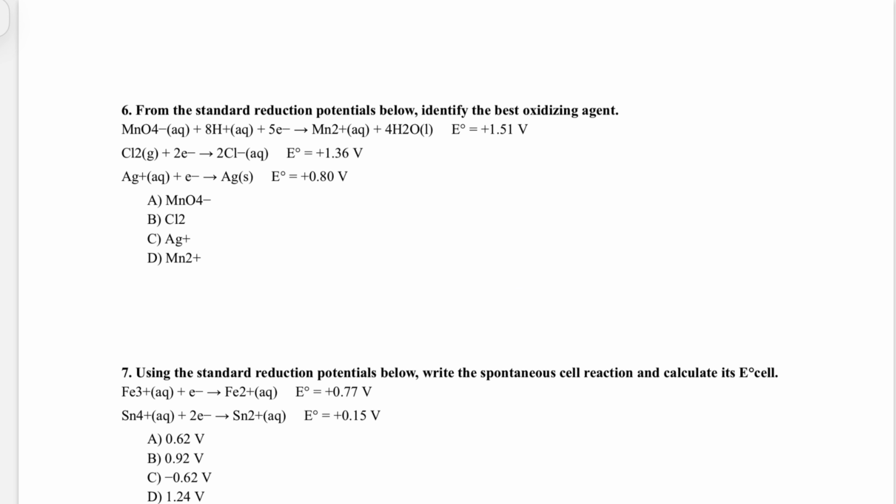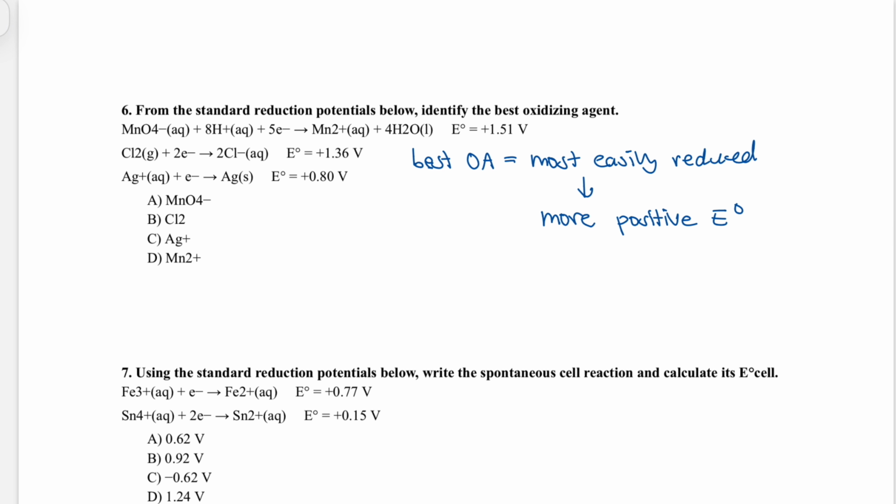Okay, question 6. From the standard reduction potentials below, identify the best oxidizing agent. So some things to note. The best oxidizing agent is equivalent to saying it's the most easily reduced. Because this E naught stands for reduction potential, a higher E naught means higher potential of reduction, which is more easily reduced. So basically all we're looking for is the most positive reduction potential value, which is 1.51, which should be MnO4 minus.